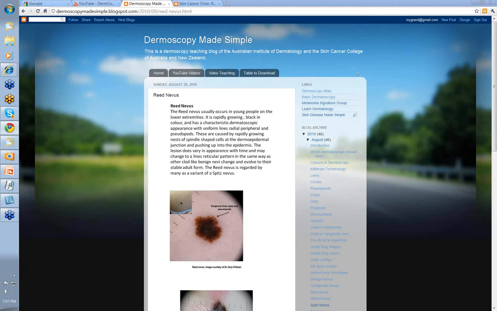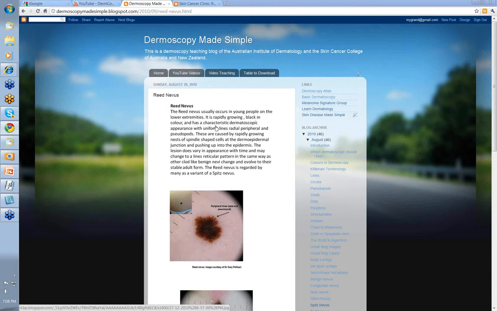Tonight we're going to talk about the reed nevus. Now, a reed nevus is generally a very characteristic lesion. First of all, it occurs in young people, and it's black in color, and it grows rapidly. And for all those reasons, the patient's usually brought to you quite quickly. Now, in a young person, it usually occurs in the lower extremities.